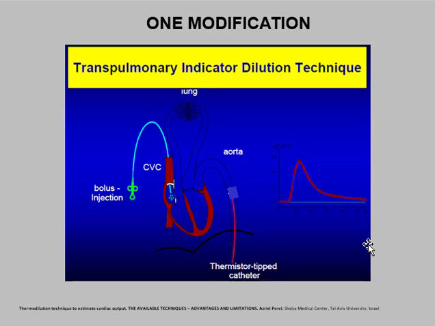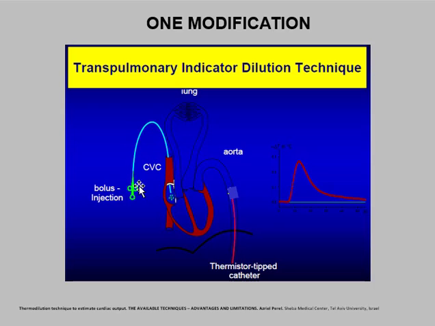There are a few potential modifications that can be made and have been made to the standard thermal dilution technique. One is a transpulmonary indicator dilution technique. With technology again, they decided it's a little tedious. It can be tedious to keep advancing the Swan-Ganz catheter into the pulmonary artery to record cardiac output. So they developed technology to analyze cardiac output simply by injecting a bolus of indicator into the central venous system from a peripheral vein.